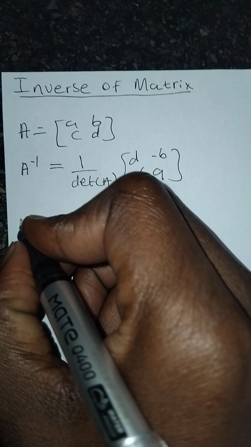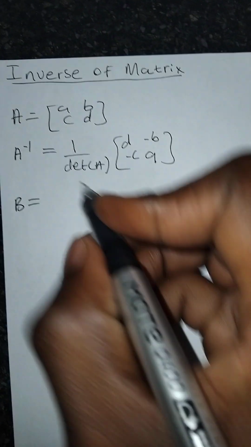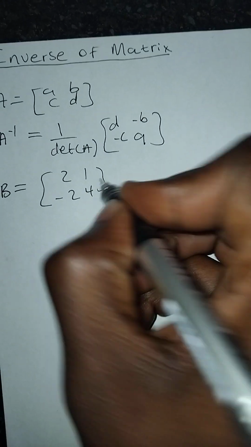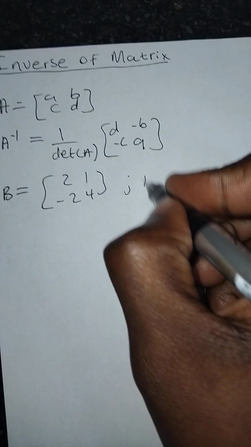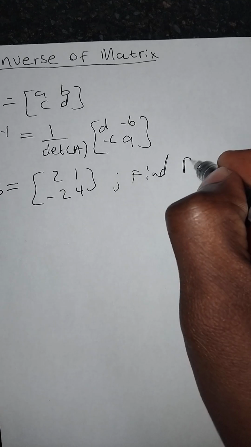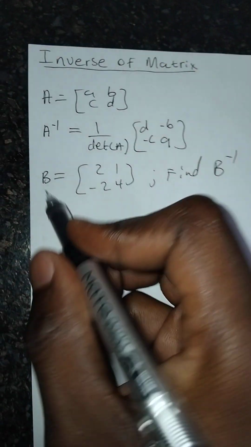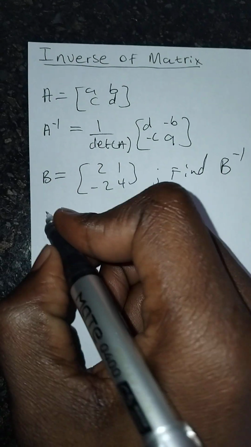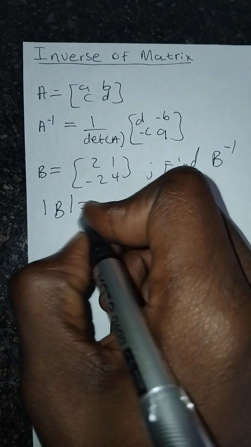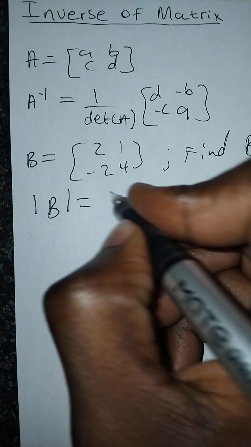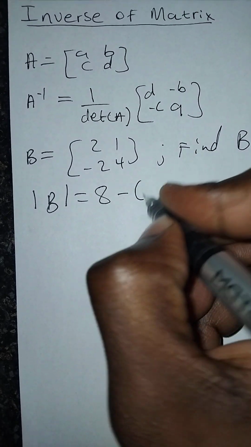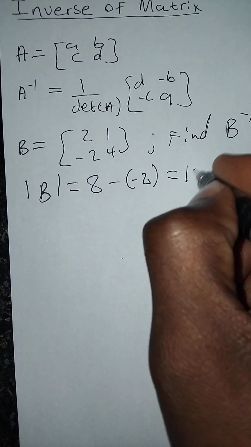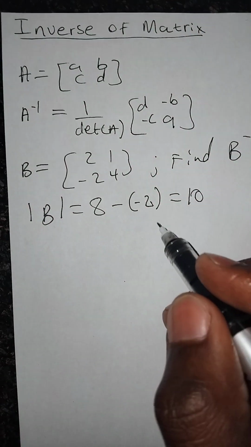So let's look at an example. Let's suppose you have matrix B with the entries 2, 1, -2, 4, just like that, and they want you to find the inverse. The first thing we want to do, according to the formula, is find the determinant. The determinant of matrix B will be 2 by 4, that is 8, minus 1 by -2, like that. So that is going to be 10.